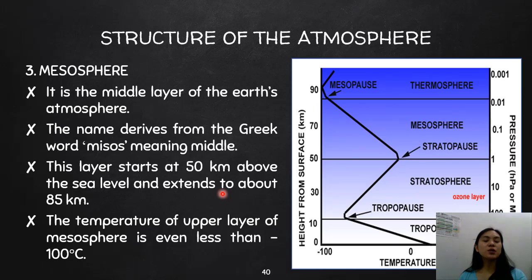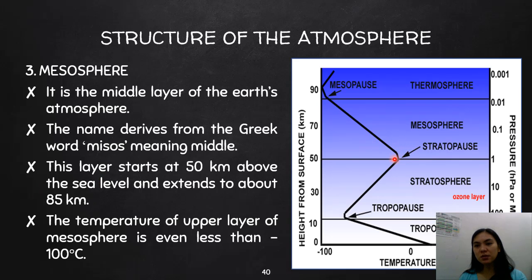So, the third one is your mesosphere. Your mesosphere is the middle layer of the Earth's atmosphere. The name is derived from the Greek word mesos, which means middle. So, it's the middle layer. And this layer starts at 50 kilometers above the sea level and extends to about 85 kilometers.